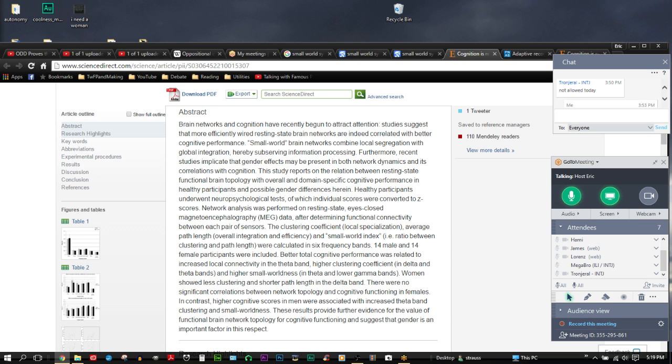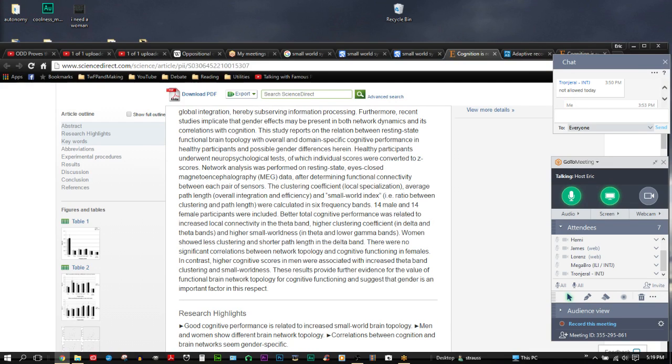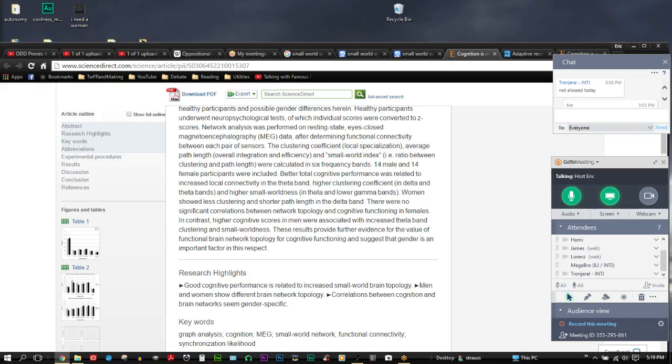Women showed less clustering and shorter path length in the delta band. There were no significant correlations between network topology and cognitive functioning in females. In contrast, higher cognitive scores in men were associated with increased theta band clustering and small worldness. These results provide further evidence for the value of functional brain network topology for cognitive functioning and suggest that gender is an important factor in this respect.